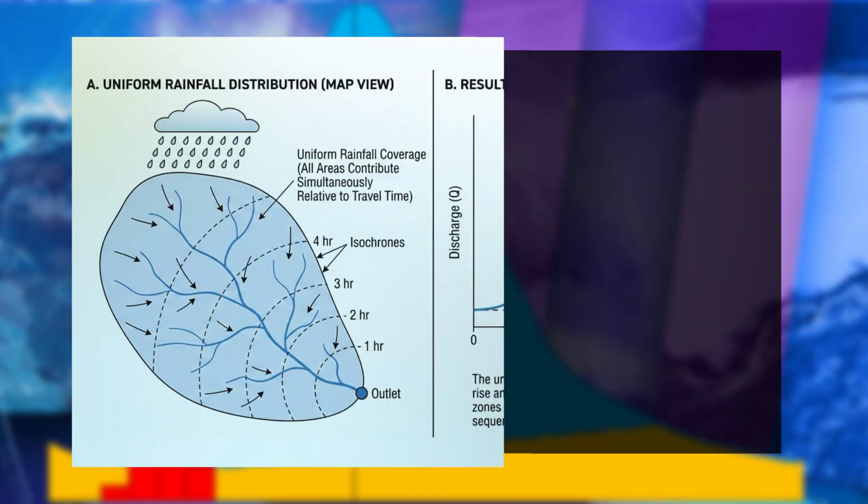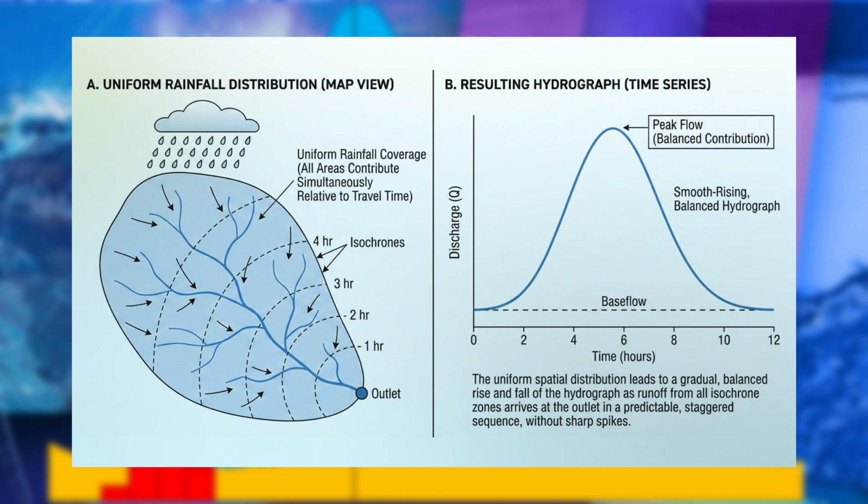Rainfall distribution across a catchment fundamentally alters hydrograph shape by influencing when and from where runoff contribution arrives. Uniform coverage generates a balanced, smoothly rising hydrograph as all areas contribute simultaneously relative to their distance from the outlet.